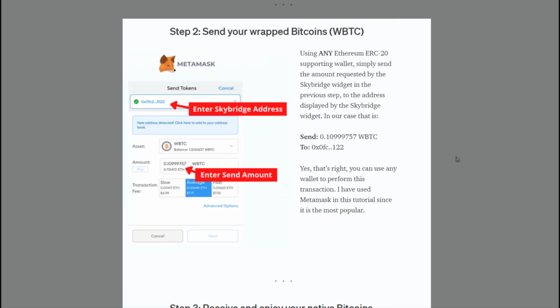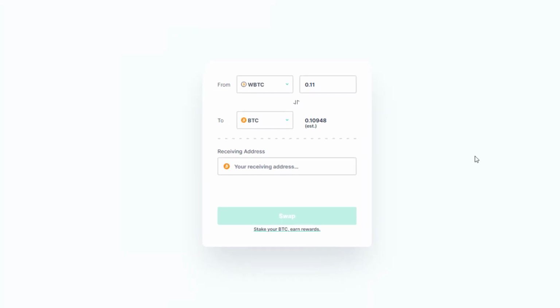Step 2 is send your wrapped Bitcoin. You can use any Ethereum ERC-20 supporting wallet for this. I'm going to be using MetaMask, the one that they use in this article, because, well, that's the one that I use. Alrighty, let's try this Skybridge out.